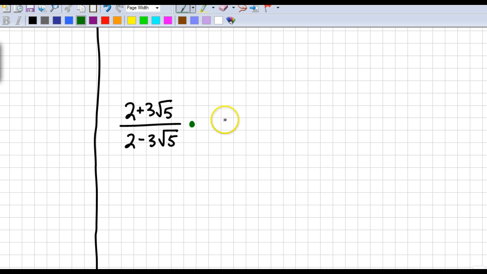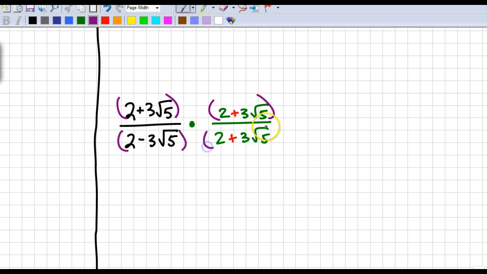So again, we want to multiply by the conjugate. It's the same as the bottom, just with a different sign in between. I have a minus on the bottom, so I'm going to use a plus. Now I'm going to need to do FOIL on the top and the bottom. Keeping in mind on the bottom, I only need to do the F and the L, because the O and the I of FOIL on the bottom are going to cancel.